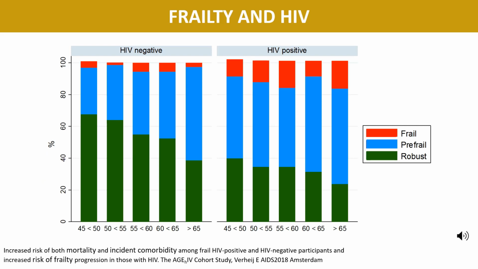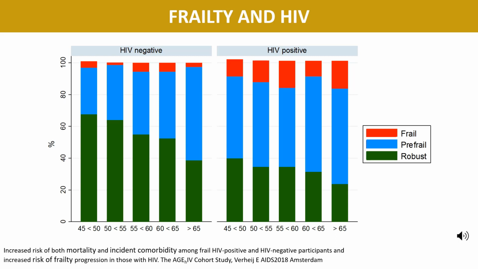Frailty has been defined as a clinical syndrome in which 3 or more of the following criteria are present: unintentional weight loss, 4.5 kilograms in the past year, self-reported exhaustion, weakness as measured by grip strength, slow walking speed, and low physical activity. Greater than or equal to 3 criteria is defined as frail, 1 to 2 criteria as pre-frail, and 0 criteria as robust.